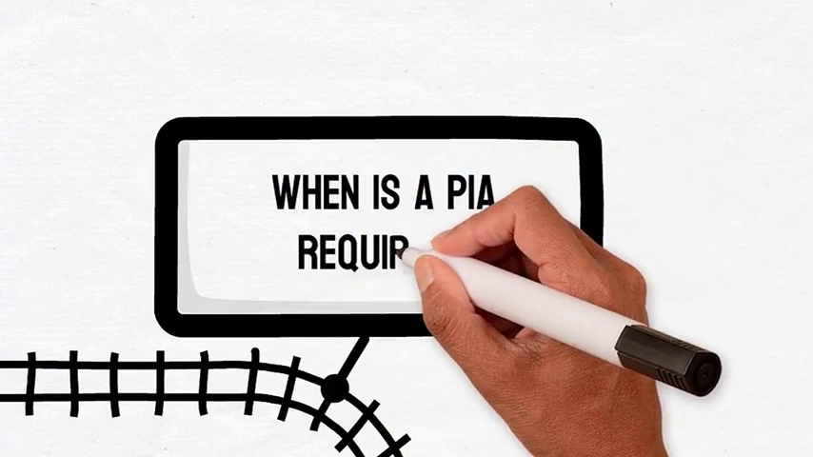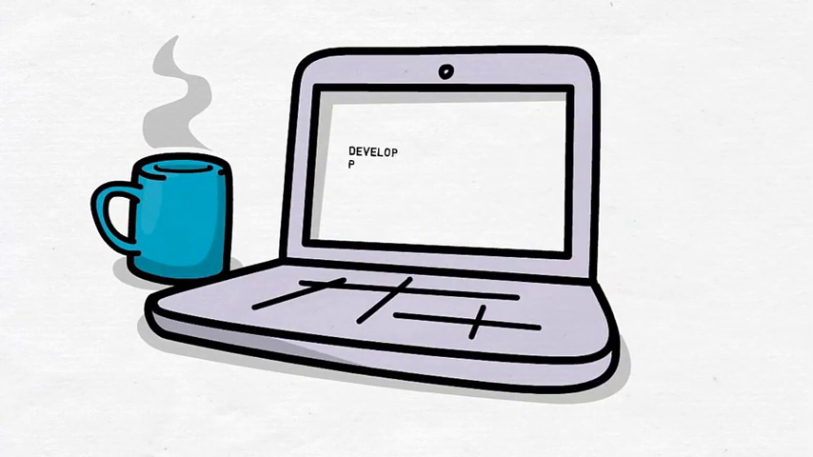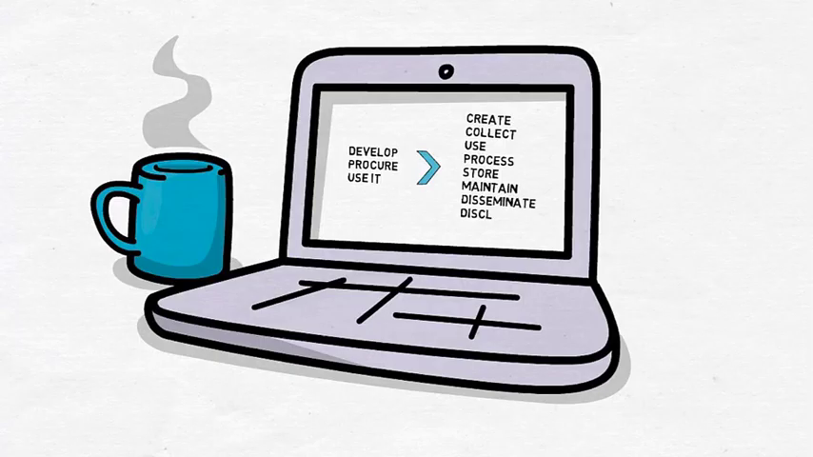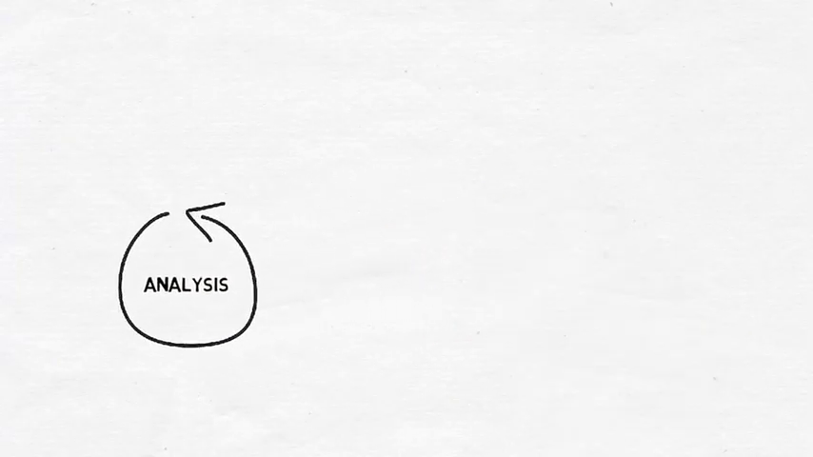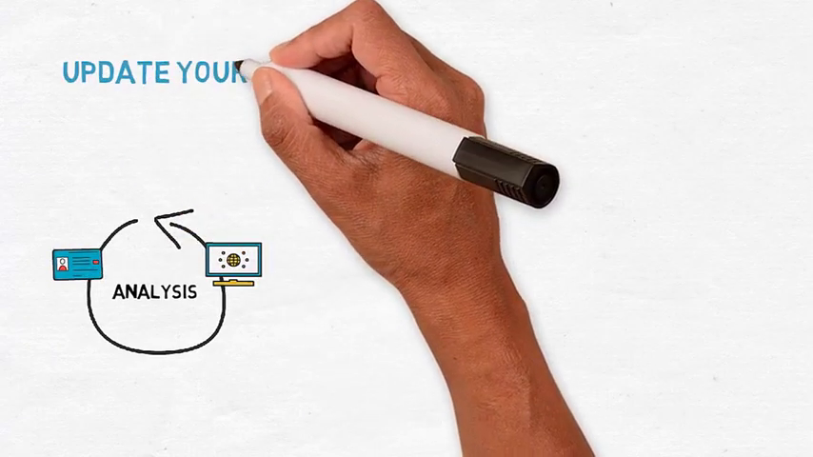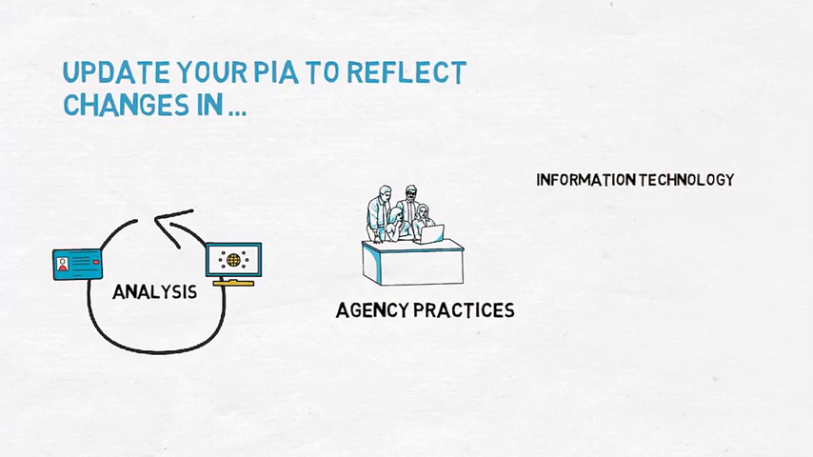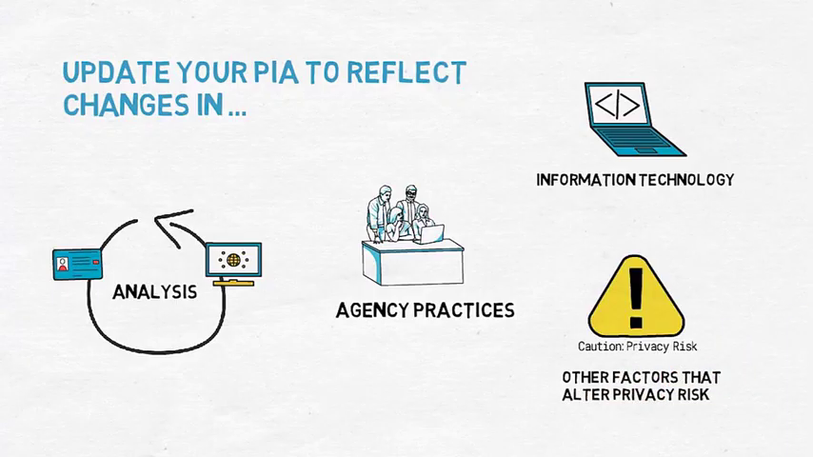Next, let's talk about when PIAs are required. Generally, PIAs are required before agencies develop, procure, or use IT to create, collect, use, process, store, maintain, disseminate, disclose, or dispose of PII. The analysis conducted through PIAs continues throughout the life cycles of information systems and PII. Therefore, PIAs are ongoing processes and living documents. Agencies are required to update them whenever changes to the agency's practices, information technology, or other factors alter the associated privacy risks.